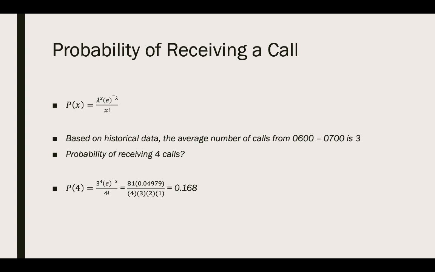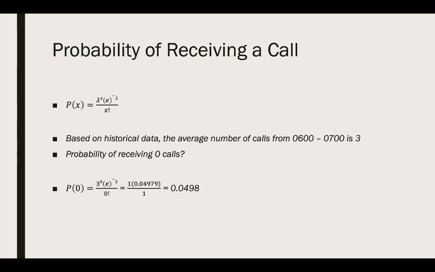when our average runs are 3. Now we can run this calculation over and over and over again, and just switch out the number of calls. So what's the probability of us receiving 0 calls from 6 a.m. to 7 a.m.? Remember, our average number of calls for that time period is 3. So what's the probability of us receiving 0 calls and being able to sleep in a little bit?